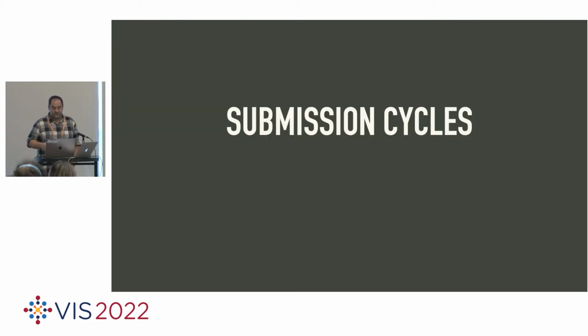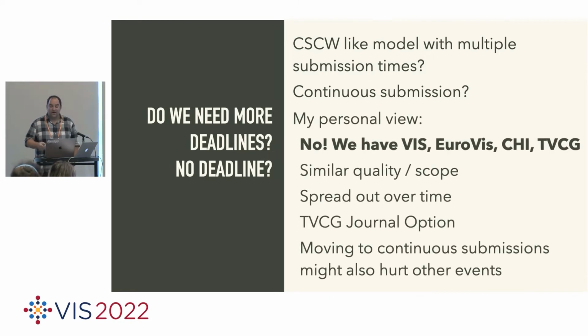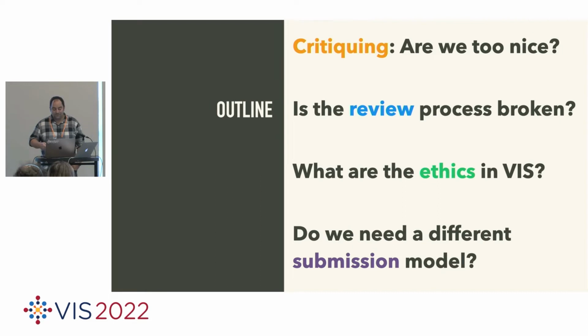Another thing that comes up is submission cycles. Do we need more deadlines? No deadlines? Something else? A CSCW-like model with multiple submission times, continuous submissions. Well, here I don't really have a strong opinion, but I do think we have a lot of conferences already, right? And they are all pretty good. We have VIS, EuroVis, CHI, and the TVCG option. So for me, it doesn't seem worth the administrative overhead of going to some complicated reviewing model where I can submit any time. I would rather work on some of these other issues. So this is what I was covering today: critiquing, reviewing, ethics, and submission, and I'm happy to discuss this later.